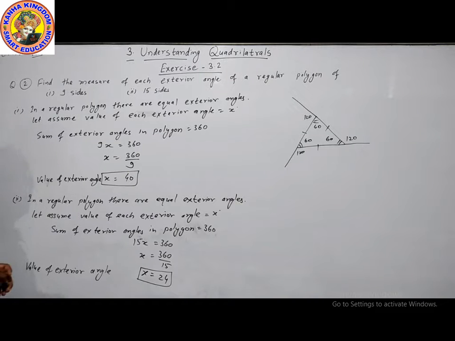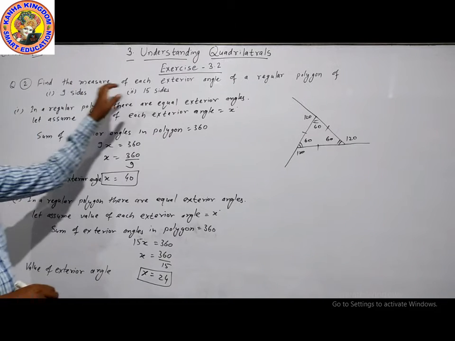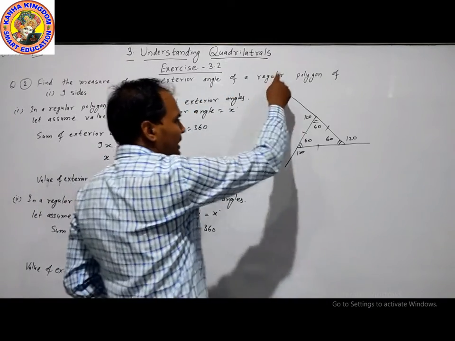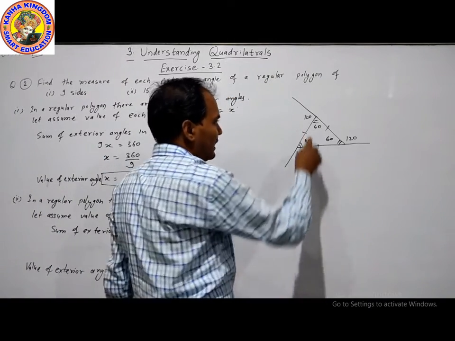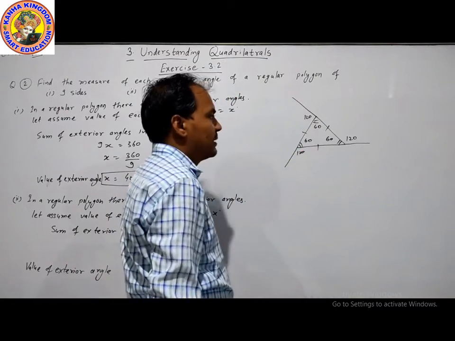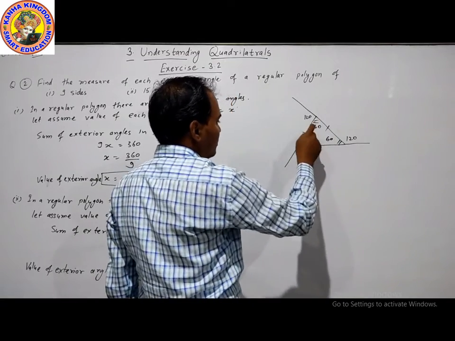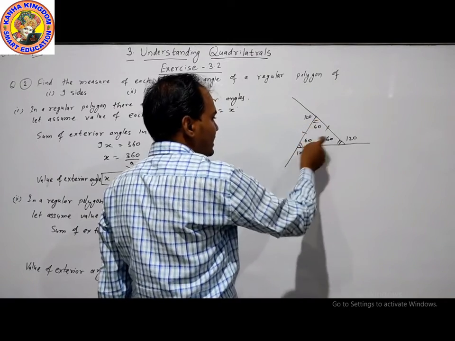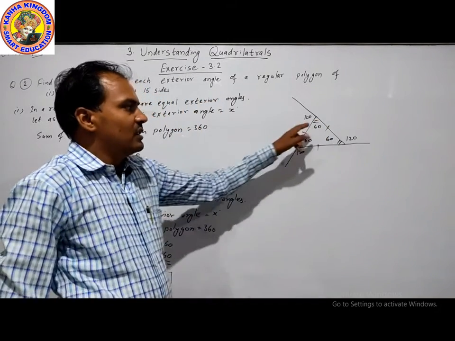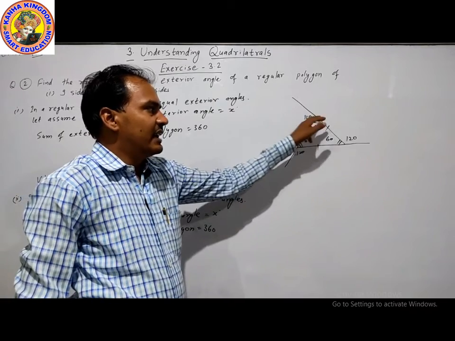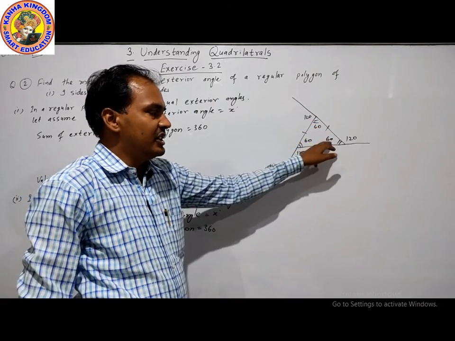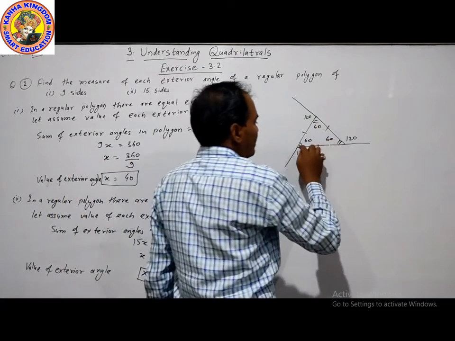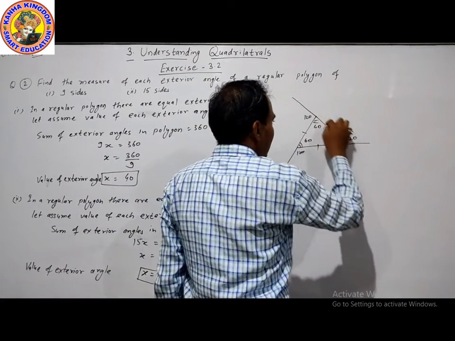Now let's begin from this question. Find the measure of each exterior angle of a regular polygon. A regular polygon has equal sides and equal angles. For example, this is a triangle which is regular, meaning three sides are equal and three angles are also equal. In an equilateral triangle we know that the angle is 60 degrees, so this is 60. Now we draw the exterior angle by drawing a line.